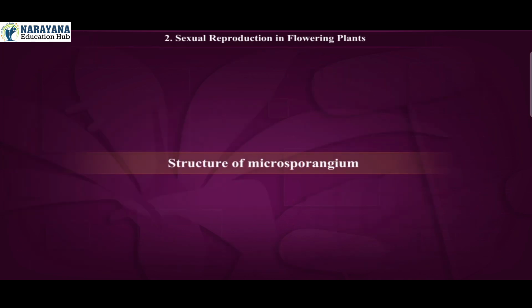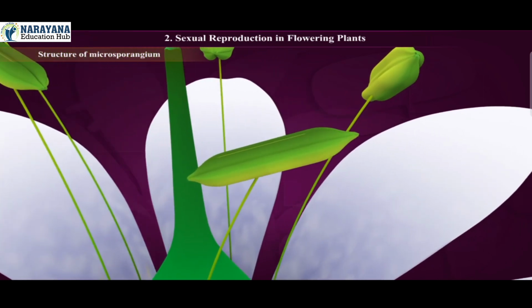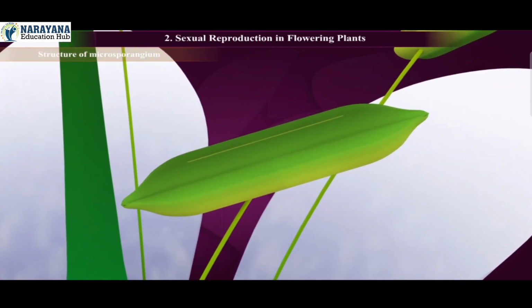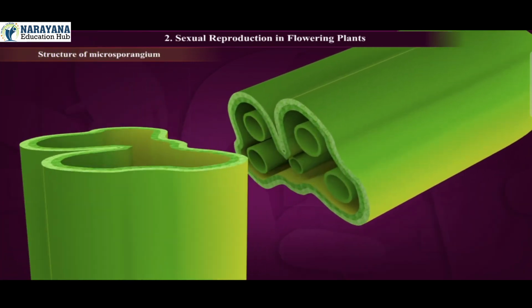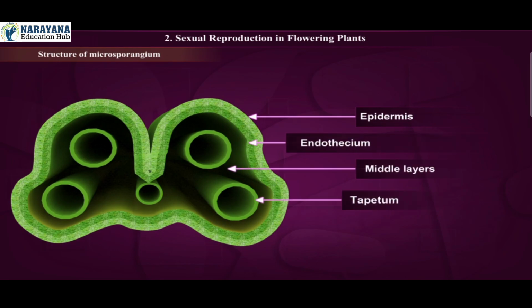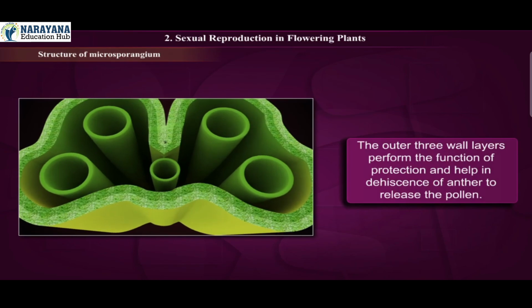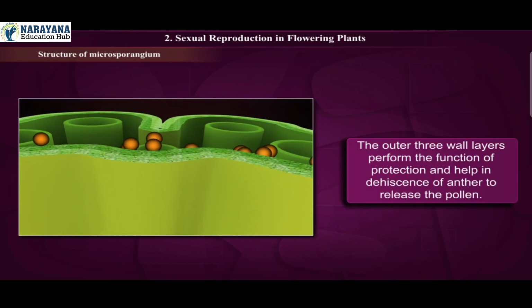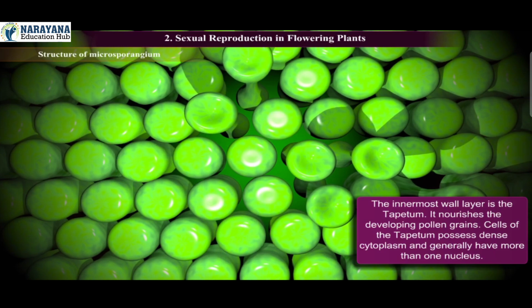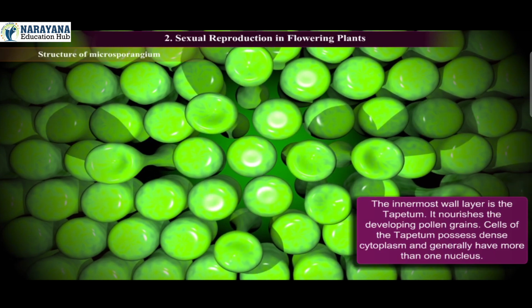Structure of microsporangium. In a transverse section, a typical microsporangium appears near circular in outline. It is generally surrounded by four wall layers: the epidermis, endothecium, middle layers, and the tapetum. The outer three wall layers perform the function of protection and help in dehiscence of anther to release the pollen. The innermost wall layer is the tapetum. It nourishes the developing pollen grains.